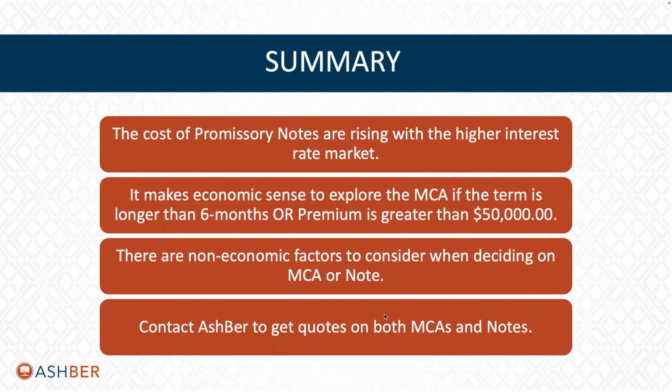So just to summarize here, as I mentioned, the cost of the promissory notes rises when you have a higher interest rate market. In a situation like this right now, where it's 4.78 and then 4.86, the economic sense is to explore the annuity, certainly for anything 6 months or more, or anything that's $50,000 or more. I would definitely consider exploring that, and especially even lower those requirements if you are charging a fee to your client to draft the paperwork as well. In addition to that, there are non-economic factors that we just talked about to consider when deciding on a Medicaid compliant annuity or a promissory note.